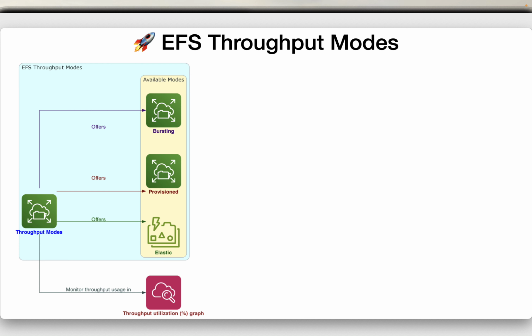Next is EFS throughput modes. A file system's throughput mode determines the throughput available to your file system in Amazon EFS.